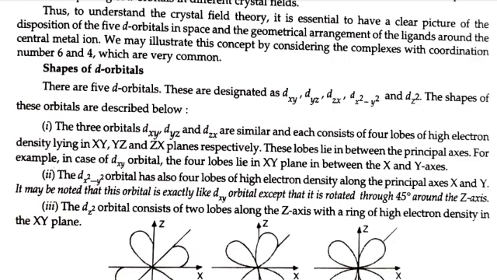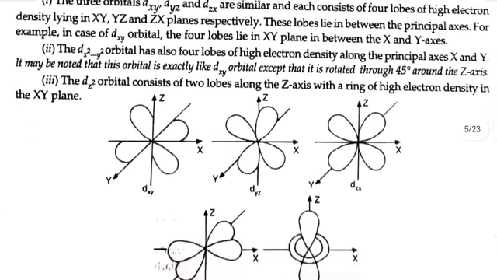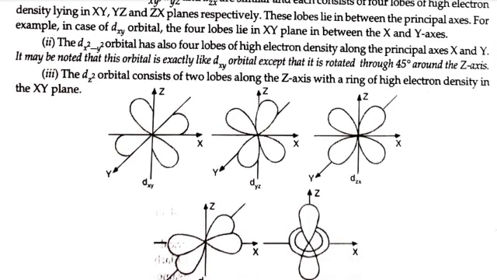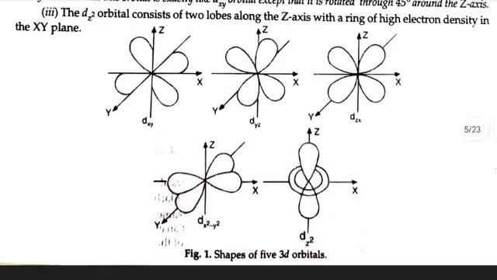For example, in the case of the dxy orbital, the four lobes lie in the xy plane in between the x and y axes. The dx² − y² orbital has also four lobes of high electron density, along the principal axes x and y. It may be noted that this orbital is exactly like the dxy orbital except that it is rotated through 45 degrees around the z-axis. Third, the dz² orbital consists of two lobes along the z-axis with a ring of high electron density in the xy plane.